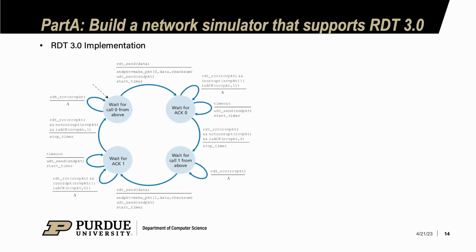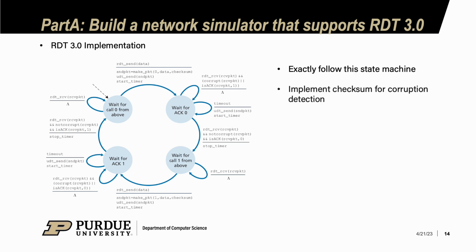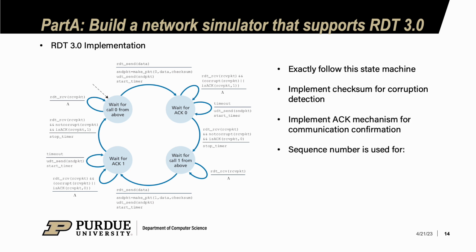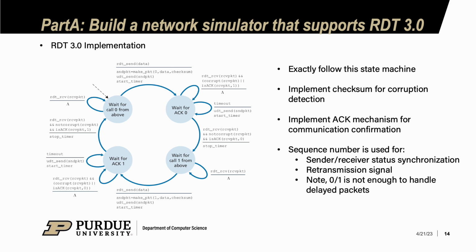To implement the Reliable Data Transfer Protocol RDT 3.0, we closely follow the state machine. Our implementation includes various essential components such as checksum to detect corruption, ACK for communication synchronization, sequence number for packet ordering and reordering, and a timeout mechanism for retransmission.